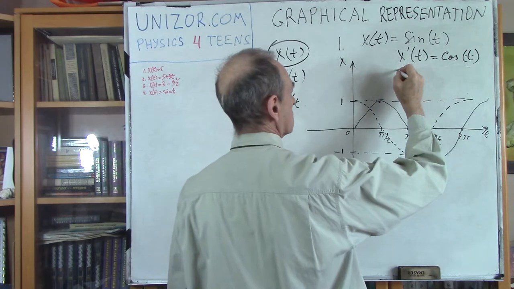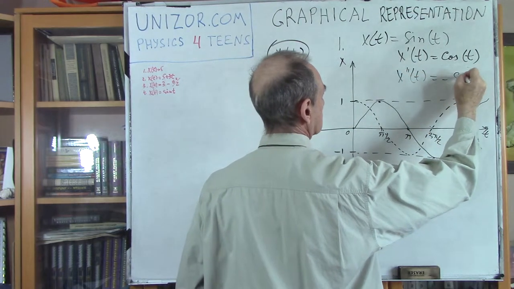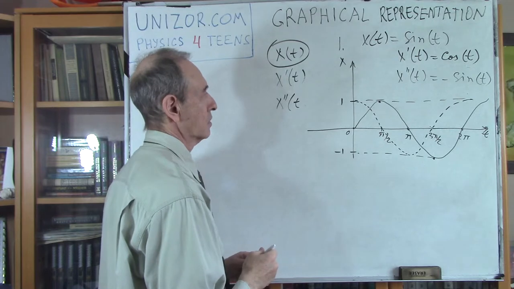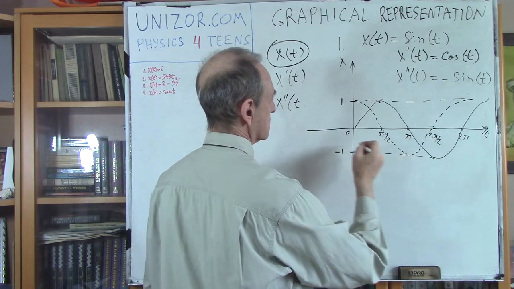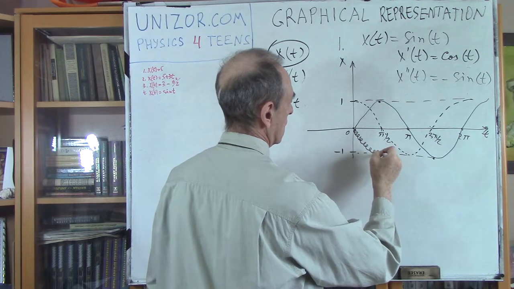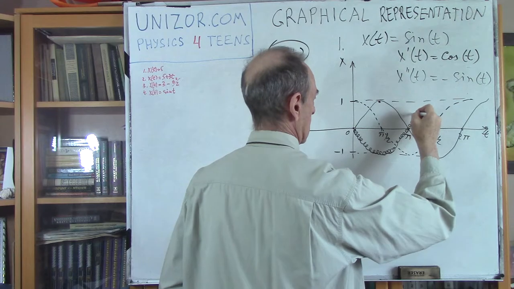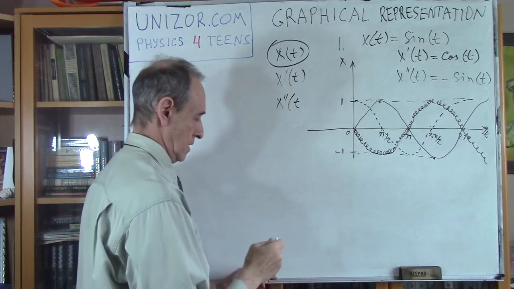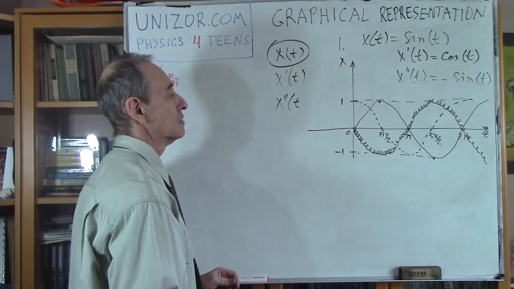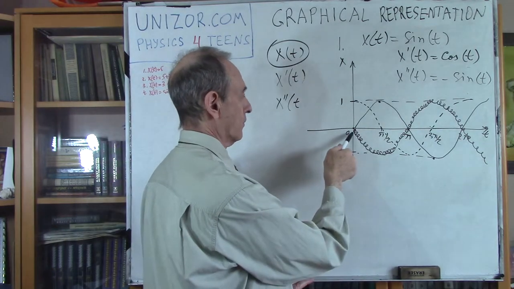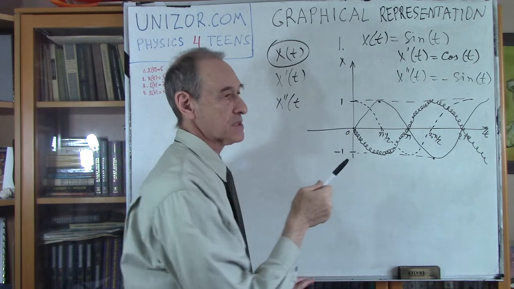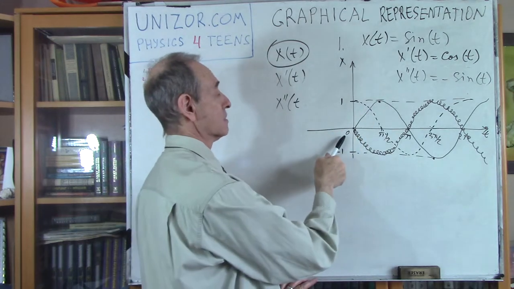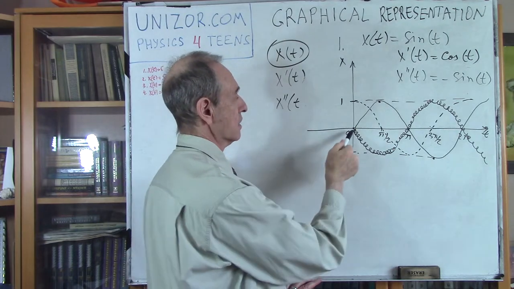And finally my acceleration, minus sine of t, that's the derivative of cosine is minus sine. So how would that be arranged? Well, graphically, if this is a sine, then this would be minus sine. Right? So acceleration would be basically zero at this particular point because my speed is along the straight line. It would be basically constant. It is not increasing or decreasing at this particular point.